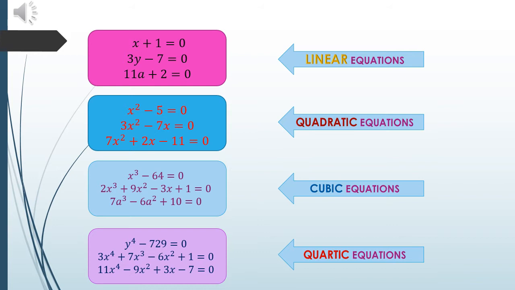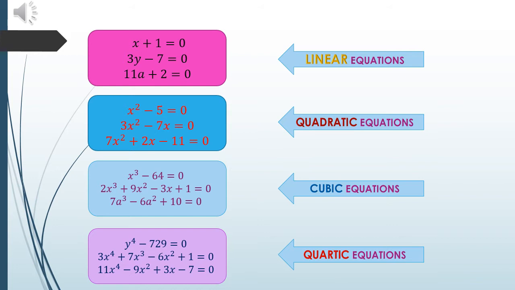Now the third one is 7x square plus 2x minus 11 is equal to 0. Here in x square the highest power is 2. In the second term we have 2x, and on x there is no power written, it means the power is only 1. In minus 11, the variable is not present, which means the power on the variable is 0. So here the highest power is 2. We can say that all these three equations are quadratic equations.